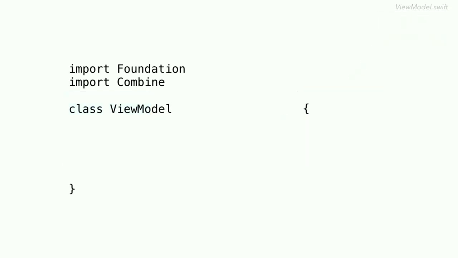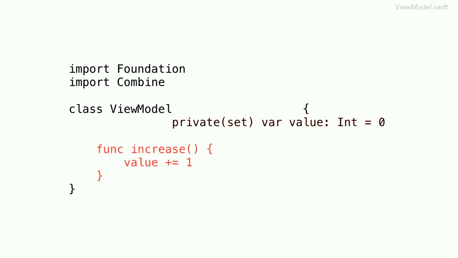And so here I am in my view model, and in my view model, I have this value. This is my model. It's privately settable. It is mutable. It is an int, and I start out with it being 0, and I will increase that value by incrementing it by 1 when I need to.